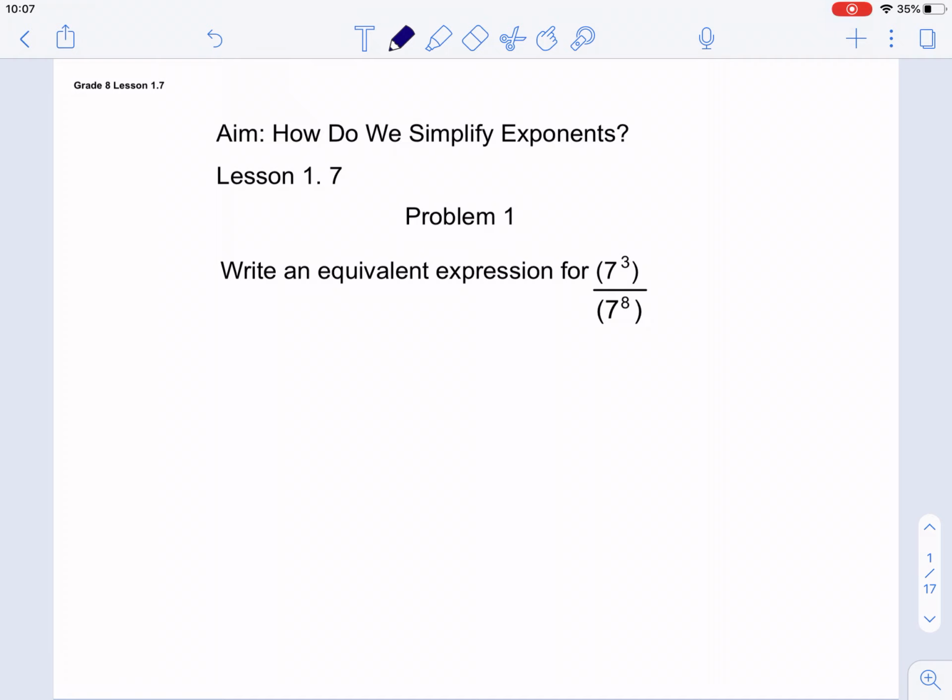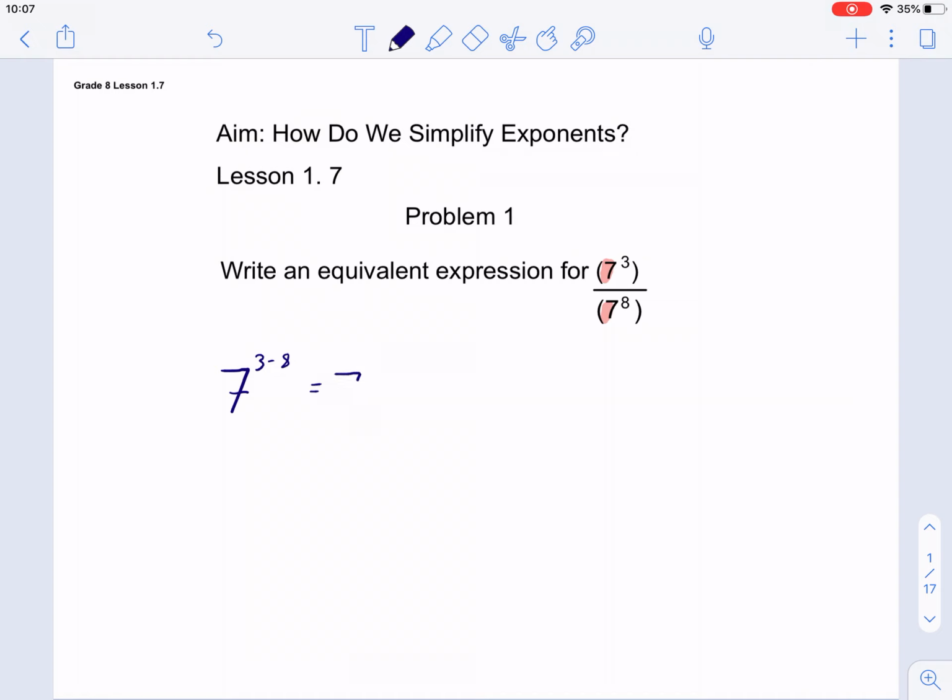So problem 1, write an equivalent expression for 7 to the third over 7 to the 8th. Take a second to copy down the question. Now when we're solving this, we're still going to use our previous exponent rules. Since I'm dividing and my bases are the same, I can keep my base of 7, and I can subtract my exponents. I can subtract the numerator exponent minus the denominator. So I have 7 to the 3 minus 8 power.